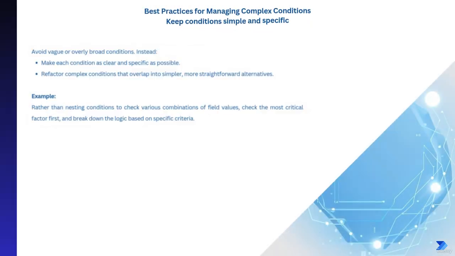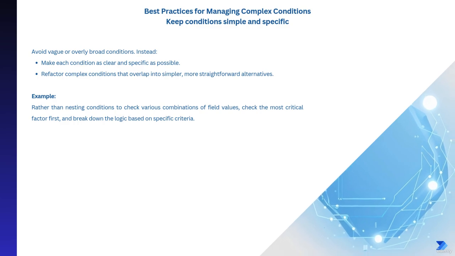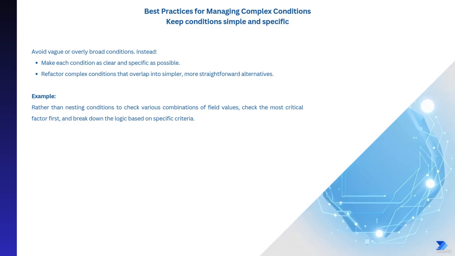Keep conditions simple and specific. Avoid using overly broad or vague conditions that complicate the logic. Instead, make sure each condition is as clear and specific as possible to avoid unnecessary nesting. Additionally, consider refactoring complex conditions that overlap into simpler, more straightforward alternatives. Example: rather than creating a series of nested if conditions to check for various combinations of field values, create a more concise structure by checking the most important factor first and separating the conditions based on clear and specific criteria.